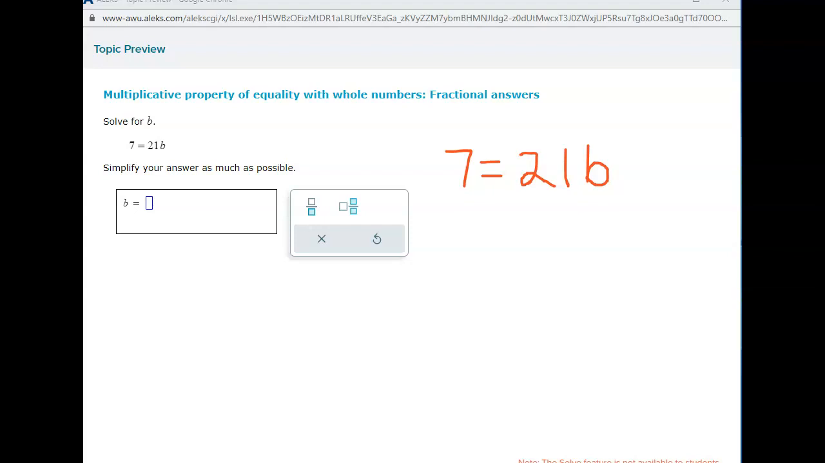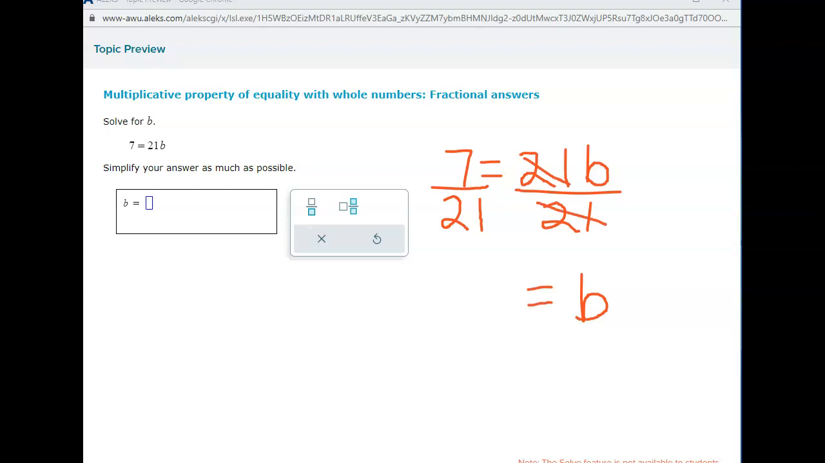And so we have to do the opposite operation, just like all the other equations that we've done. So 21 times b, the opposite would be to divide by 21. And we have to do that on both sides. What you do to one side of an equation, you have to do to the other. And that gives us b by itself on this side because 21 divided by 21 is 1.